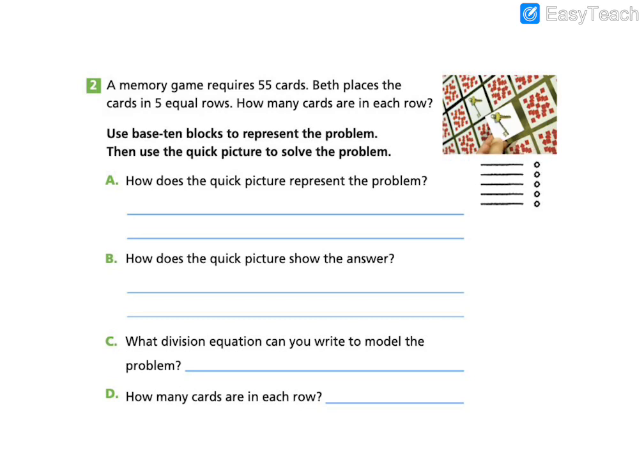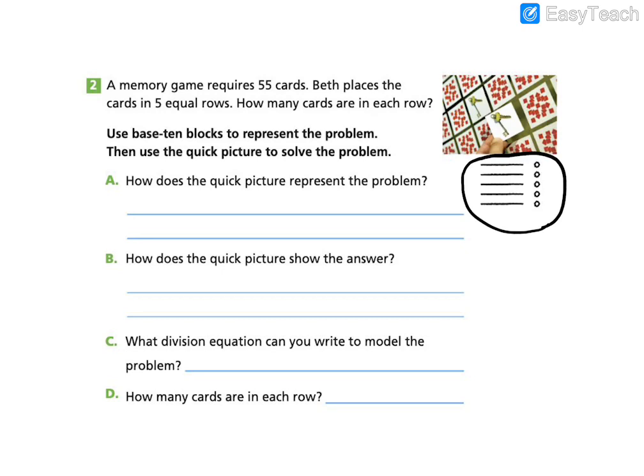All right, number 2. A memory game requires 55 cards. Beth places the cards in 5 equal rows. How many cards are in each row? Use base 10 blocks to represent the problem, and then use the quick picture to solve the problem. So it's already given us the quick picture over here. If you have base 10 blocks available to you, you're welcome to also build this, right? 55 that's in 5 rows. Otherwise, we can just reference this image right over here.